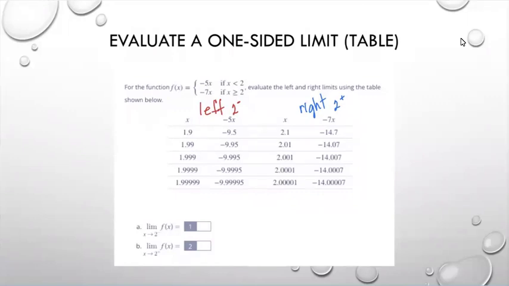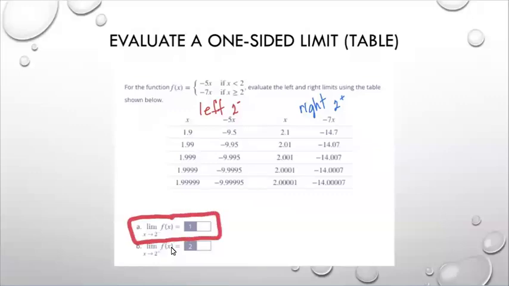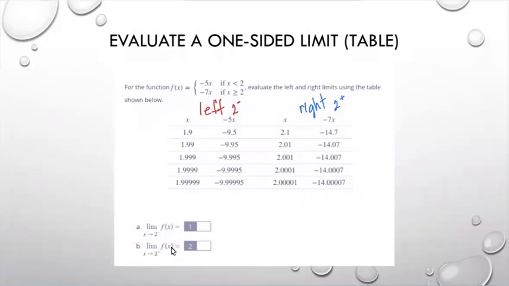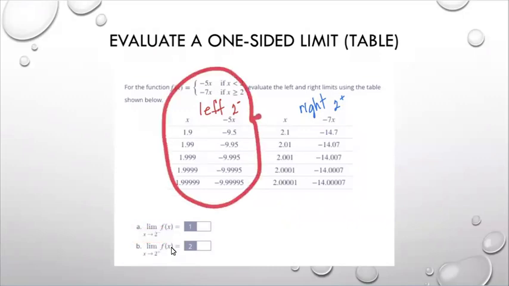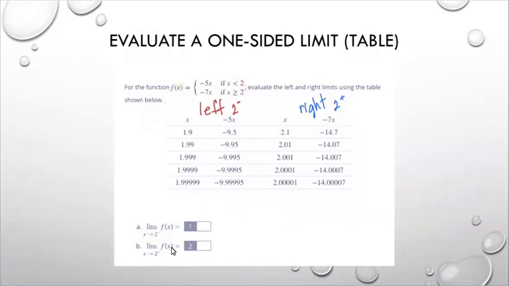Okay, so our goal now is to find the value for the limit as x approaches 2 from the left and as x approaches 2 from the right. So what is the limit of the function f of x as x approaches 2 from the left? From the left, we're talking about this part of the table. So let's pay attention to what is happening in here.